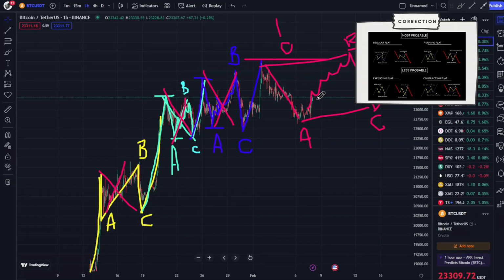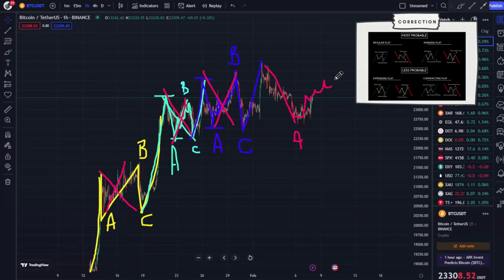All right, so that's why this is still a possibility. You got to keep in mind that this is possible. You got to keep in mind that it doesn't need to be a running flat also. It can be an A move right there, a slow move like this, won't break this top, and then go back down, make a regular flat before going up. So this being a B move and this a C move.